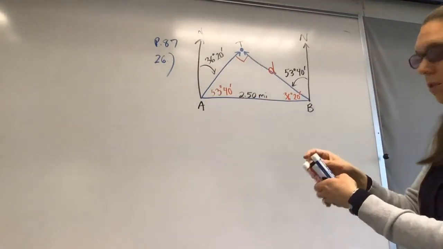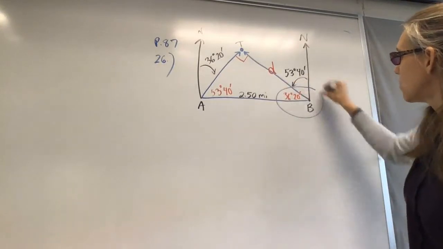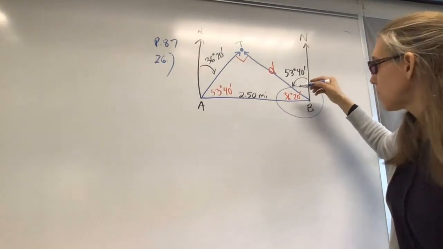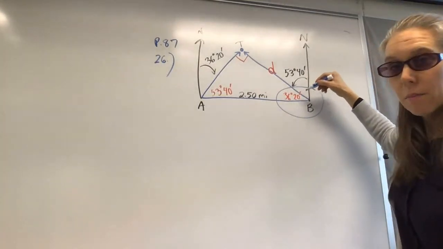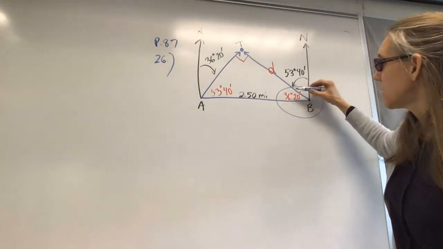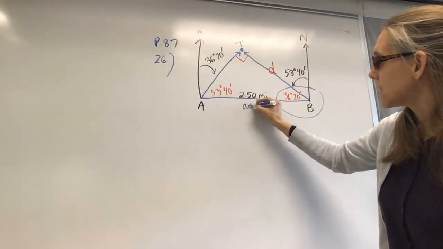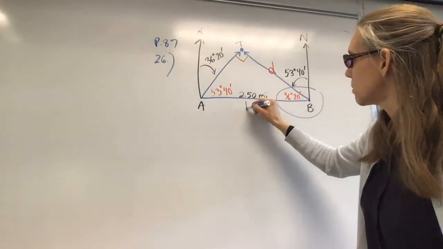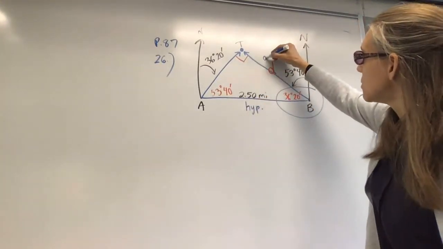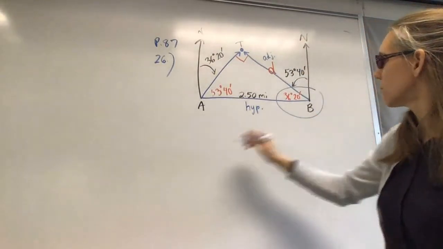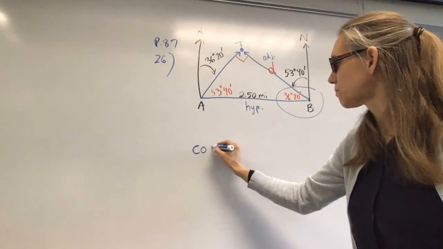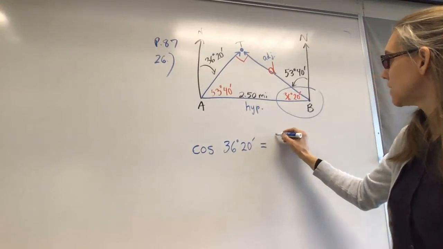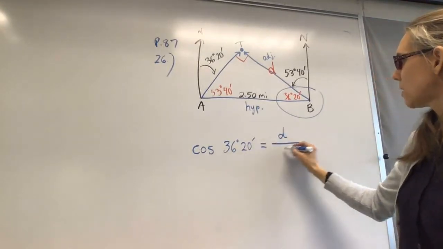So, for instance, if I were to choose to use angle B, well, this angle B is a little vague, right? There are multiple angles at B. But if I were to use this 36 degree 20 minute angle at B, then this side right here would be adjacent. And then, sorry, that's the hypotenuse. So this is always going to be the hypotenuse. It's opposite the right angle. This one is the adjacent side. So if you choose to go from this side, you would have the cosine of 36 degrees 20 minutes equal to the adjacent side, D, divided by the hypotenuse.